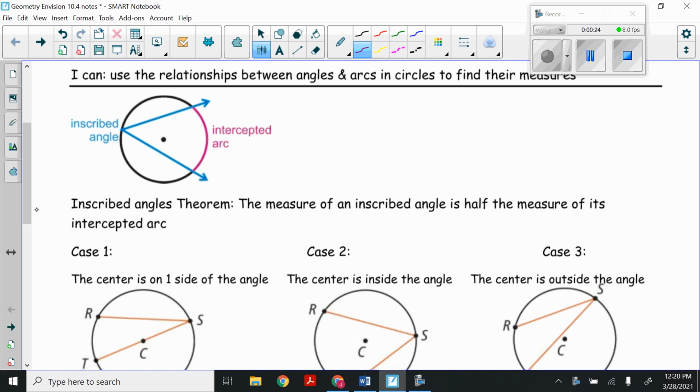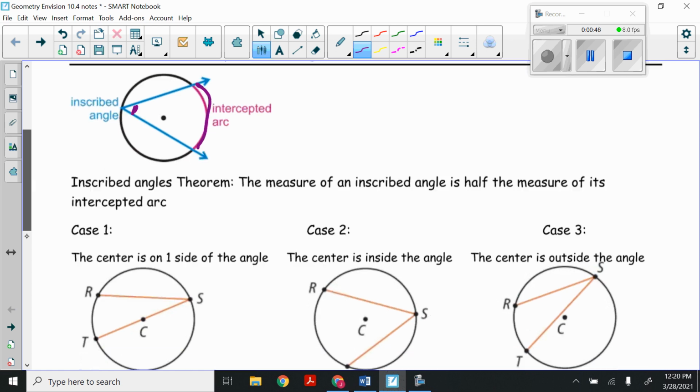The measure of an inscribed angle is half the measure of its intersected arc. Notice in this picture, the inscribed angle sits on the circle itself. The vertex of that angle sits on the edge of the circle. The intercepted arc is the arc between the two rays that create that angle. There are three different cases for having an inscribed angle.